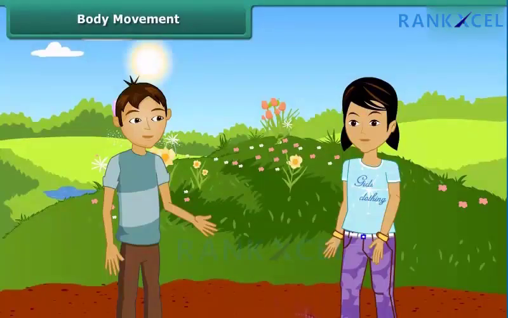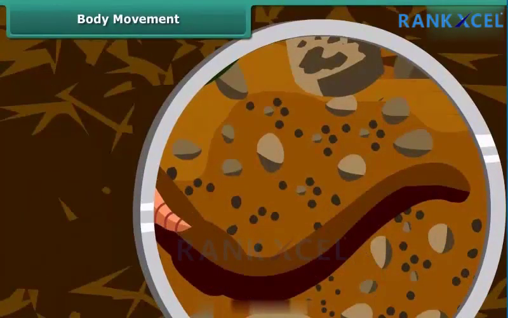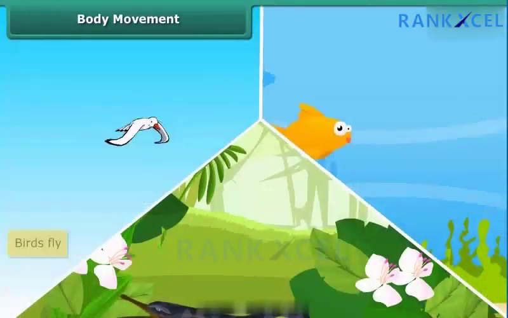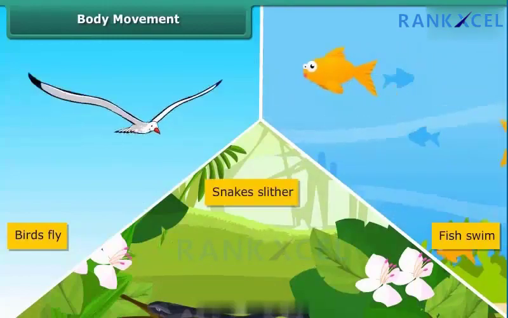Body movement. Hey, look at the earthworm in the soil. How does it creep? Yes, as we walk or run, these earthworms creep or crawl. Birds fly, fish swim, snakes slither.